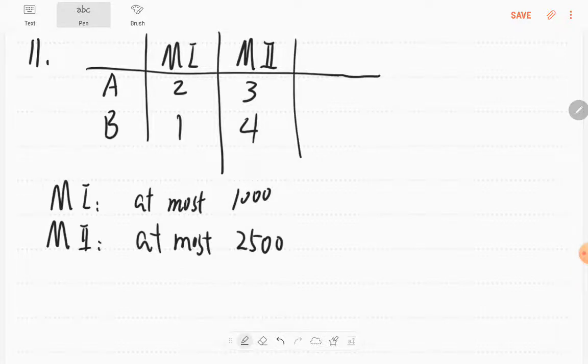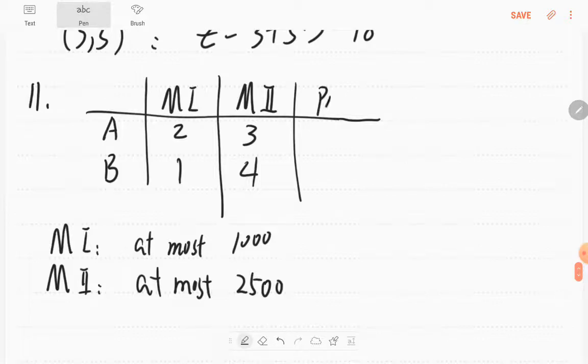If the profit, let's draw one more column. This is the profit. Profit for product A is $20 per unit. For product B is $25 per unit. We want to set up a linear programming problem to maximize the profit in the following ways.